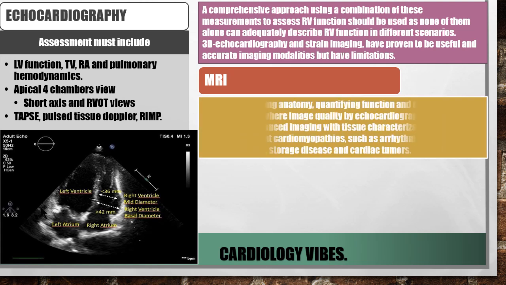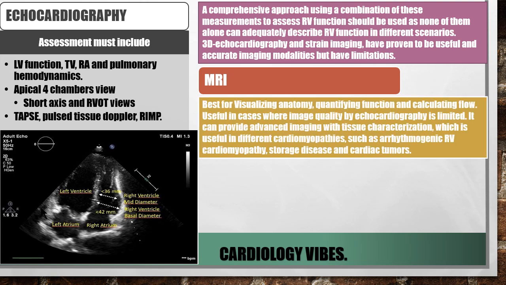Cardiac MRI is best for visualizing anatomy, quantifying function, and calculating flow, and is useful in cases where imaging quality by echocardiography is limited. It can provide advanced imaging with tissue characterization, which is useful in different cardiomyopathies such as arrhythmogenic right ventricular cardiomyopathy, storage disease, and cardiac tumors. However, MRI has its own drawbacks, for example if the patient is claustrophobic or has certain types of intracardiac devices.